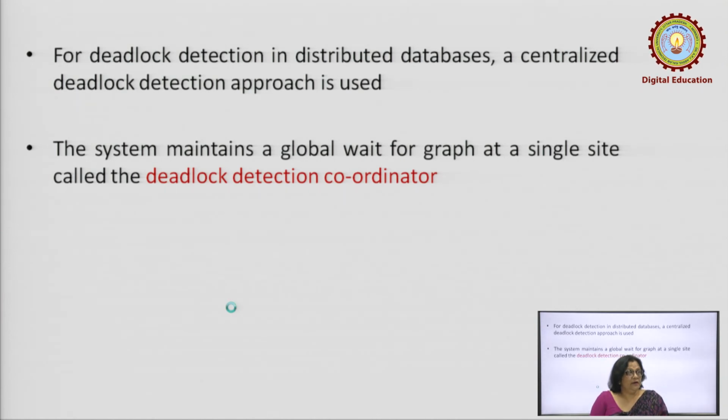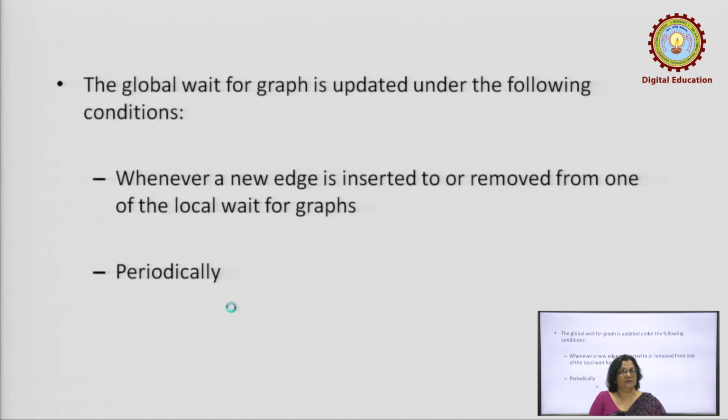For deadlock detection in distributed databases, a centralized deadlock detection approach is used. The system maintains a global wait-for graph at a single site, which is called the deadlock detection coordinator site. The global wait-for graph is updated under the following conditions: whenever a new edge is inserted or removed from one of the local wait-for graphs, or periodically.